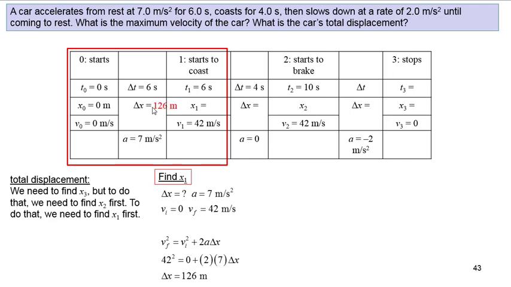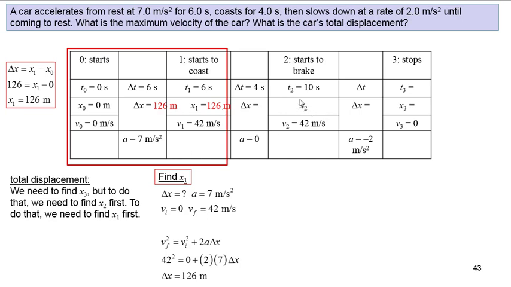And now at this point, you can probably just really easily figure out x1 is also 126 meters. But just to be extra formal, we can say delta x is equal to x1 minus x0. We just solved that delta x was 126. I'm trying to figure out what x1 is, and x0 we already said was 0 meters. So that gives me x1 is 126 meters. Okay, so I can plug that in here. There we go.